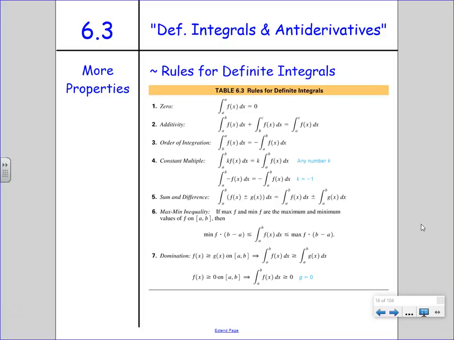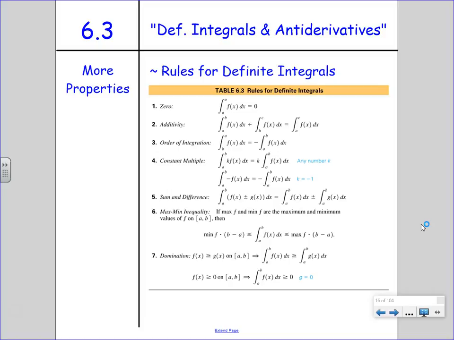But 6 and 7, a little interesting. I haven't seen the AP specifically test on it, but if you know the idea of it, and you were stuck on an integral, you could technically at least see what it was supposed to be in between. The lowest it could be and the highest it could be, and it might help you narrow down some options, so it's kind of interesting.